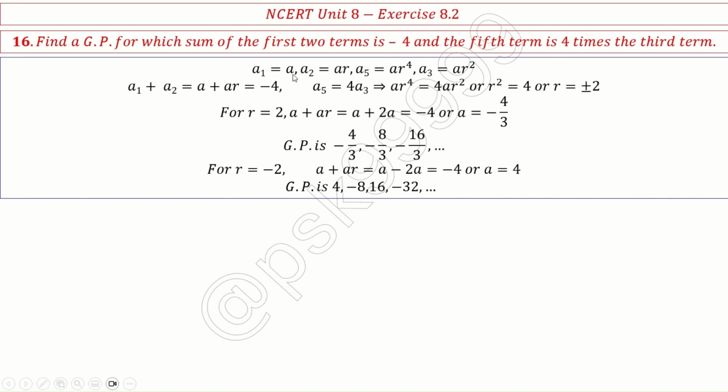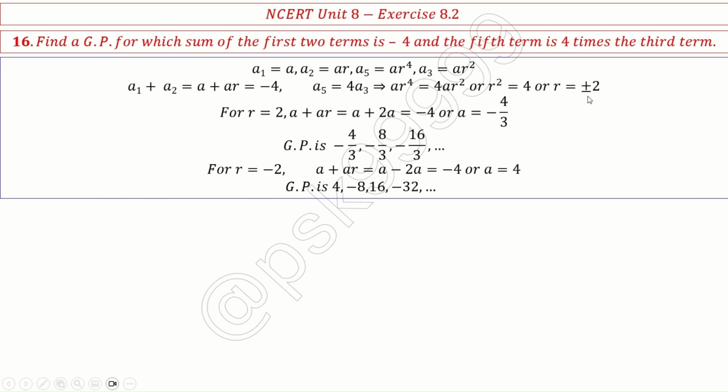Okay, A1 is A. I'm just assuming A2 is nothing but AR. A5 is AR power 4. A3 is AR square. Okay, now the given information is A1 plus A2 equal to -4, and A5 is 4 times A3. So from A5 equal to 4 times A3, you will get the R value.